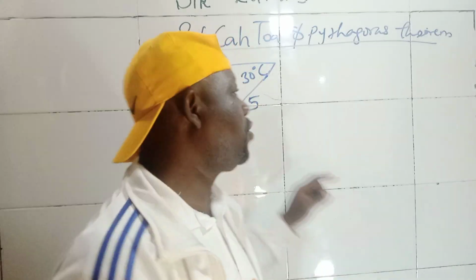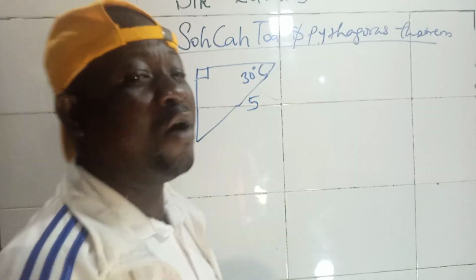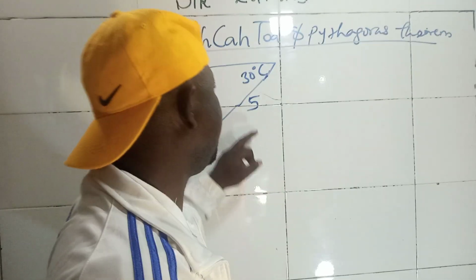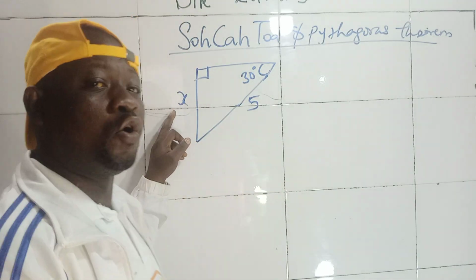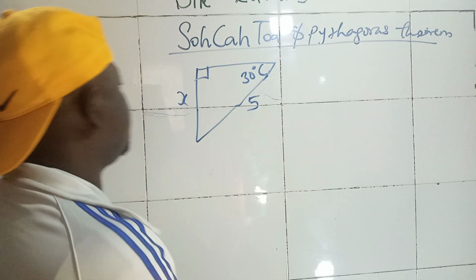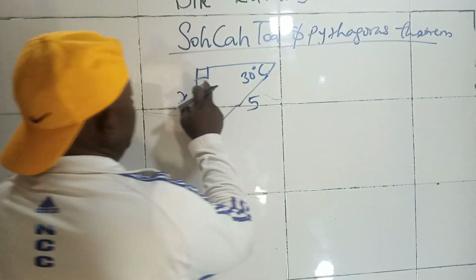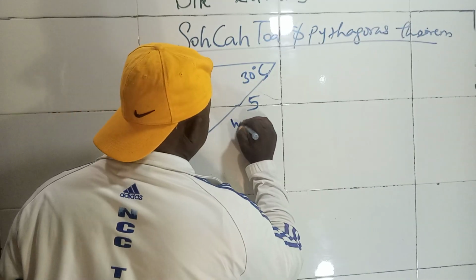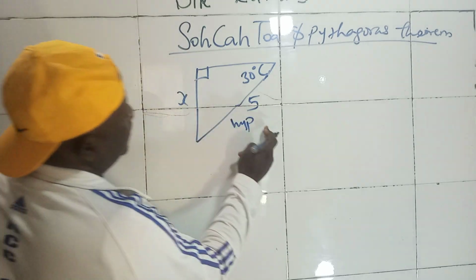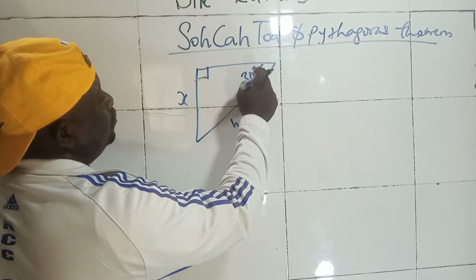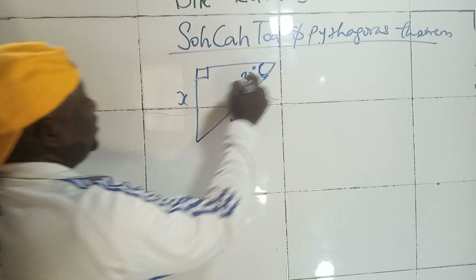SohCahToa. For me to solve this kind of problem, I will find a relationship that will connect a known side with the unknown side, like this. Let me label it down. This is the hypotenuse, because this box is facing here. The angle, which is this arc, theta, is facing here.